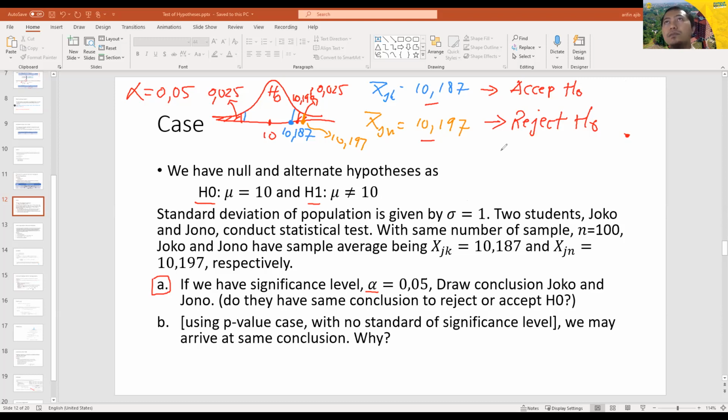Okay. So you can see here the difference is only very small. If you subtract, the observation results are very thin, very close, but the results give totally different conclusions. You understand that? The delta x is very small, but it results in totally different conclusions. Joko accepts the null hypothesis, but Jono rejects.